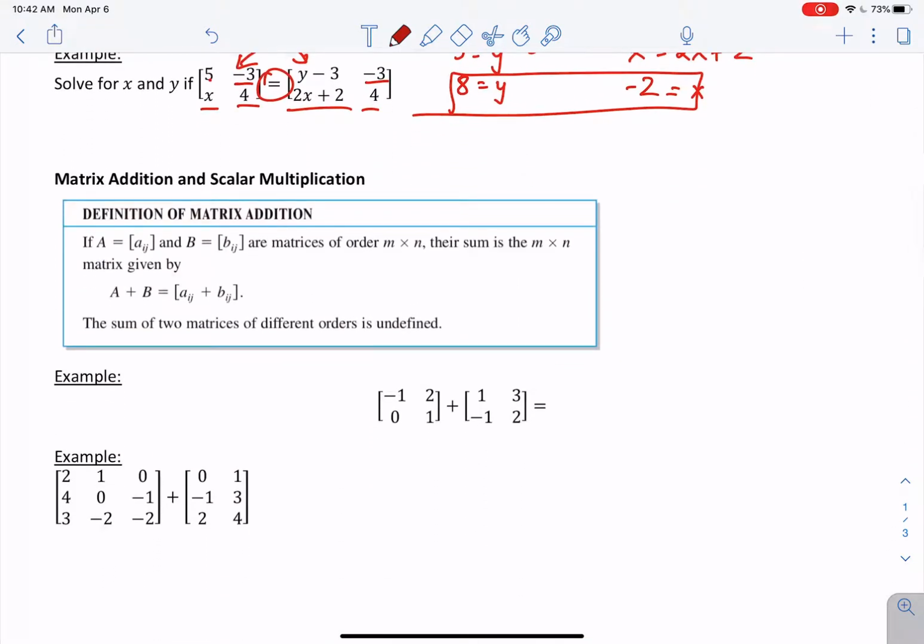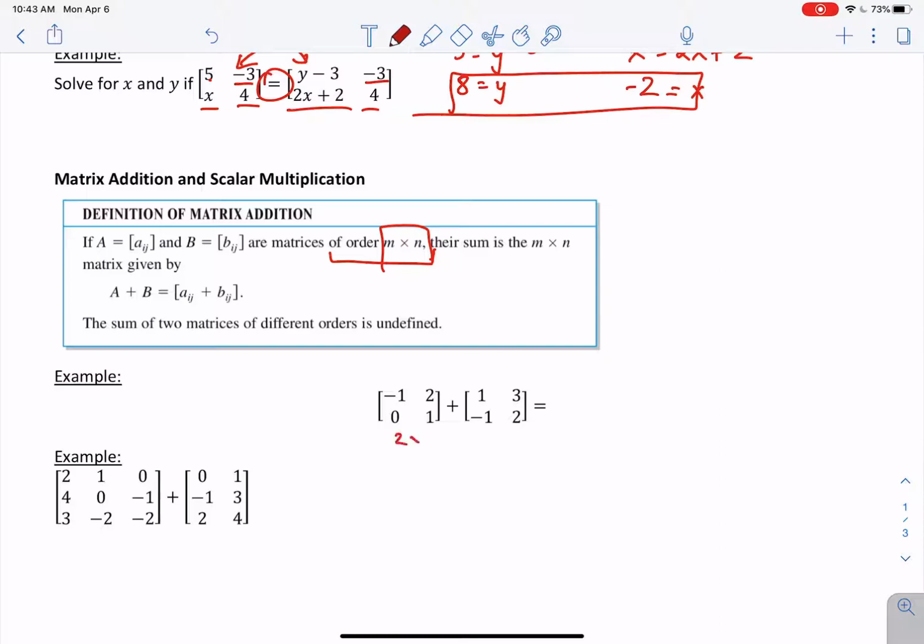Now we're going to go into some operations with matrices. The first one is matrix addition. Again, these things are very similar to vectors. So we're doing matrix addition just like vector addition, and then we're going to do scalar multiplication just like scalar multiplication with vectors. If you have two different matrices of the same size, then you get a resulting matrix, again of the same size, where you just add up each entry.